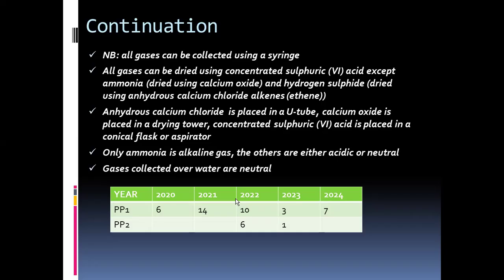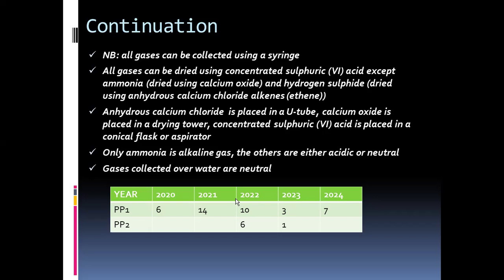This is because potassium manganate 7 is an oxidizing agent. So it will oxidize sulfur 4 oxide to sulfur 6 oxide. Potassium manganate 7, remember acidified, never forget. So it decolorizes.